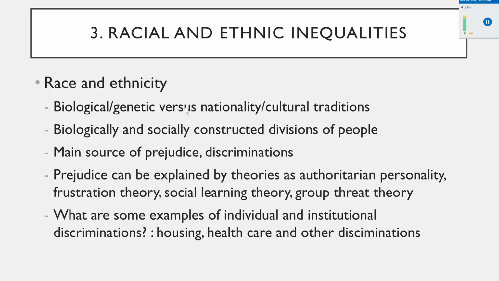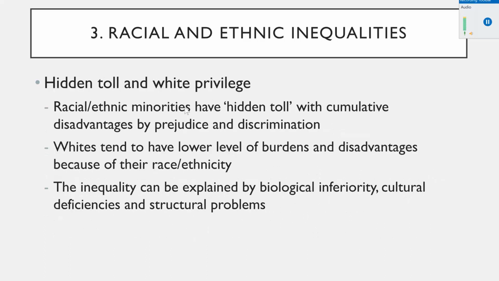And prejudice can be explained by many theories, such as authoritarian, frustration, social learning, and group theory. And what are some possible examples of individual and institutional discrimination? We see many individual discriminations in our daily life. If we meet people in a restaurant and have very negative views toward people of color, that's a kind of individual discrimination. But if there are main or macro systems of inequality or discrimination, we see they are institutional discrimination, such as discrimination in housing and health care and other discriminations.